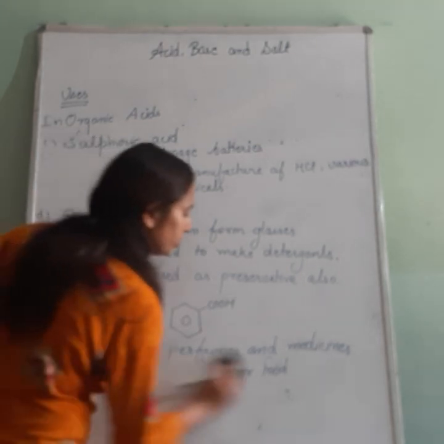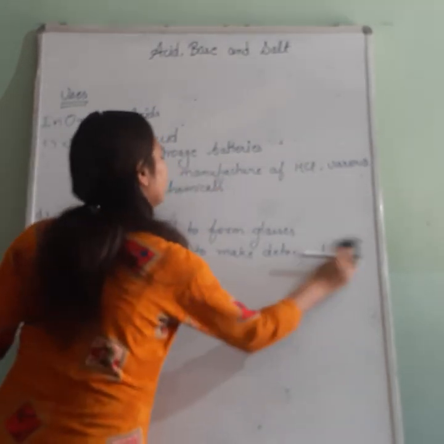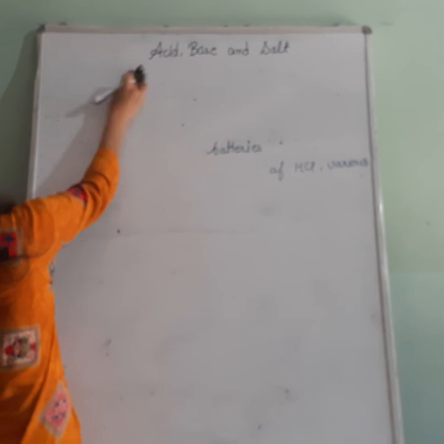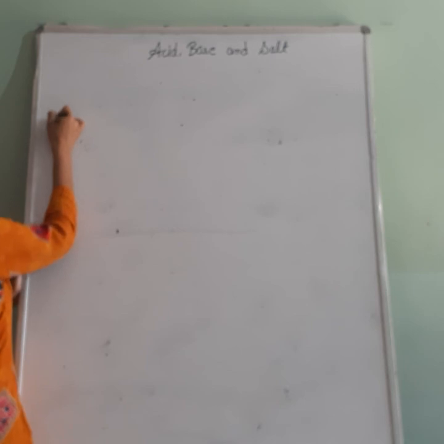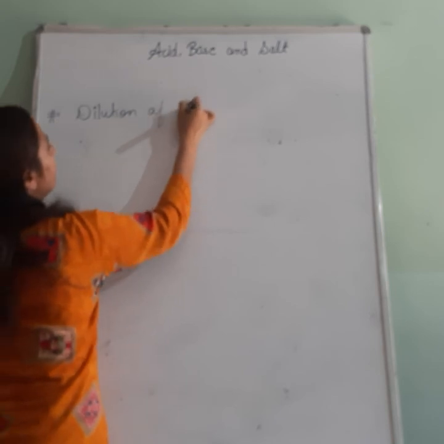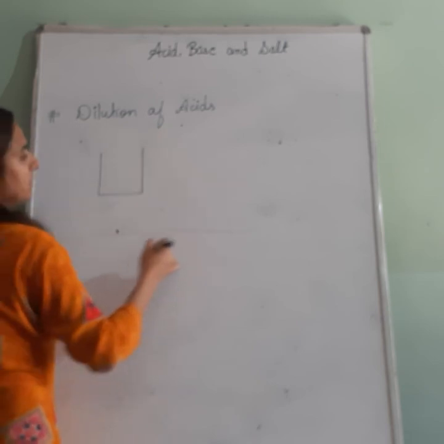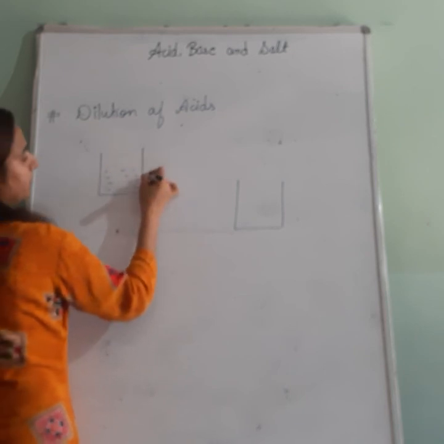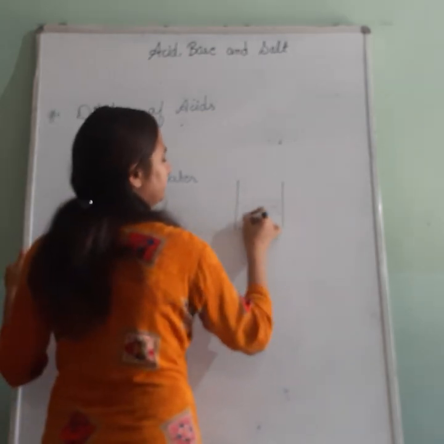Let's discuss the last topic of acids, dilution of acid. How you are allowed to dilute an acid? For example, these are two beakers. One contains water and another one contains acid.